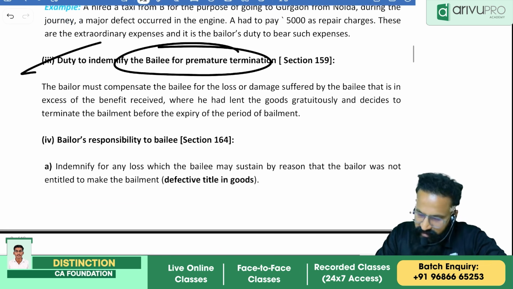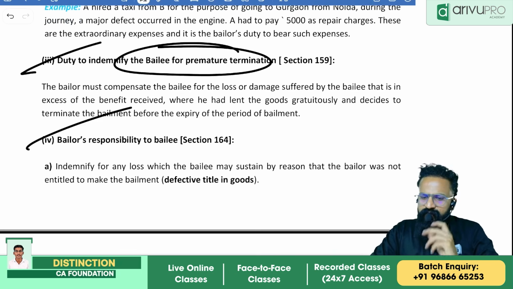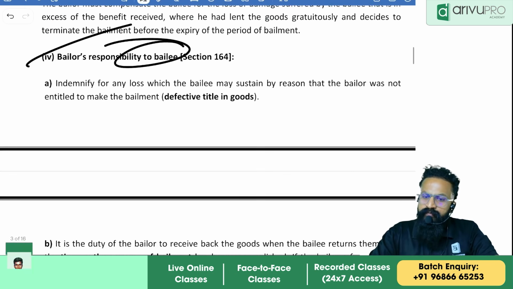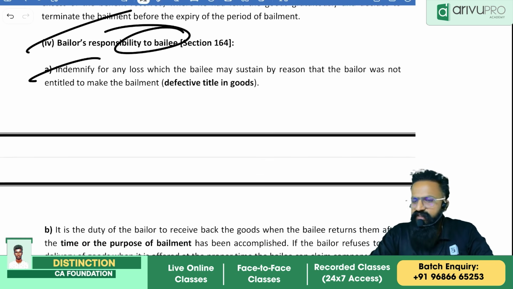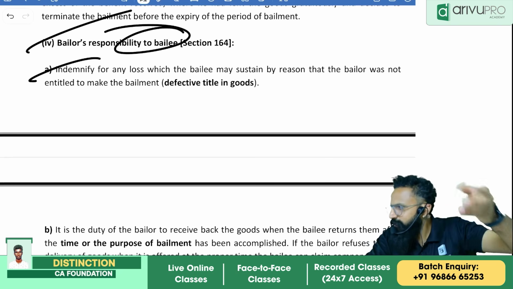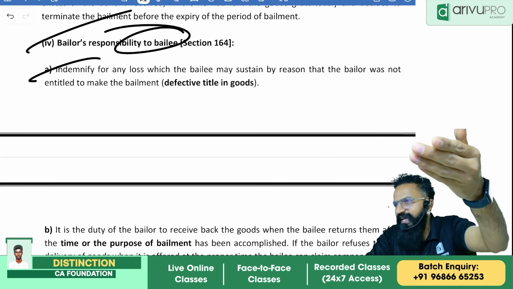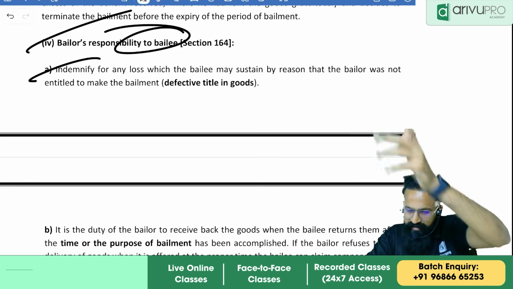Terms and conditions. Yes, the bailor's responsibility to the bailee. What is that? First one, indemnify any loss. If at all any loss, I need to pay for it. I told you, I do not have the title. If you suffer some loss, I have to pay for it.